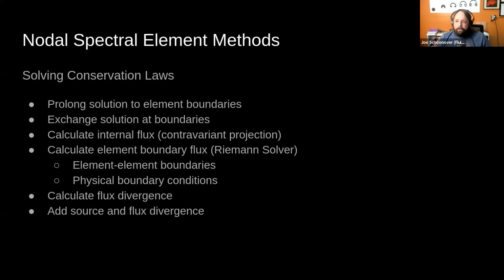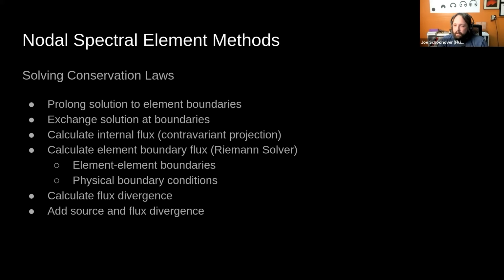So just to summarize, let me reiterate the steps in an algorithm to solve a conservation law with spectral element methods. Essentially, within each element, we want to prolong the solution to element boundaries. We can do exchanges of information between neighboring elements. That's where most of our MPI activity happens. Then we calculate internal fluxes and do those contravariant projections. Then we calculate element boundary fluxes. This is where what we call a Riemann solver would happen, and this is where you do things like implement boundary conditions.